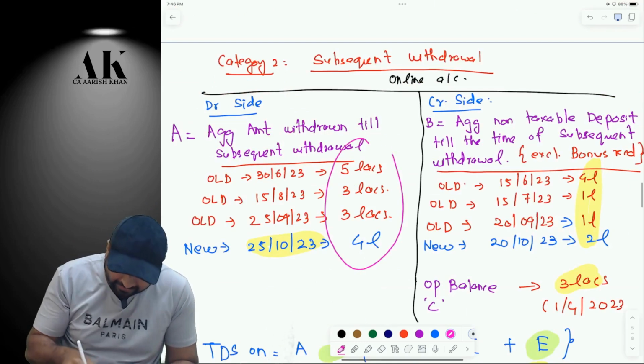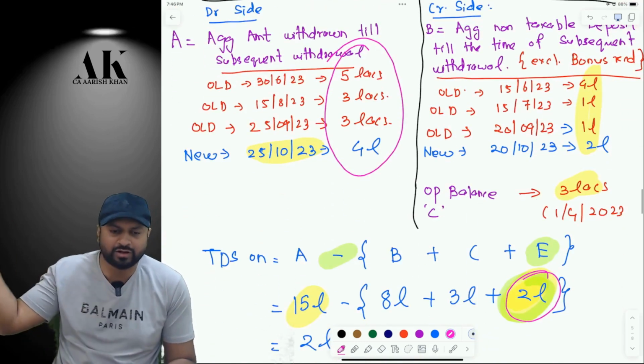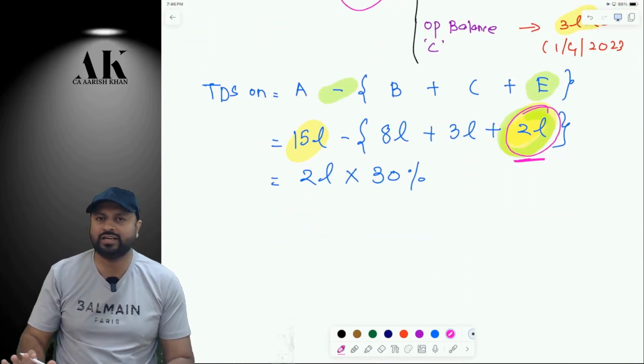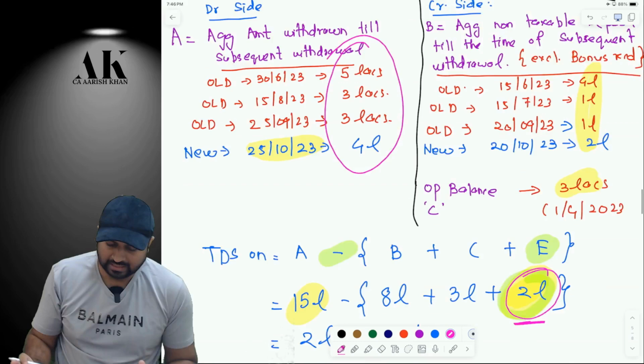Because I am taking aggregate withdrawal now. If I am taking aggregate withdrawal, I am taking the old one also, right? So on that much amount, I should get the reduction over here. Are you clear? Please tell me. So this is how it will run.